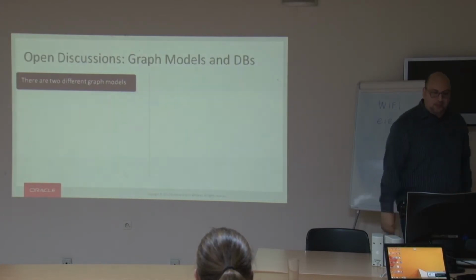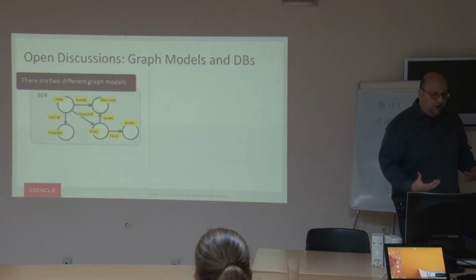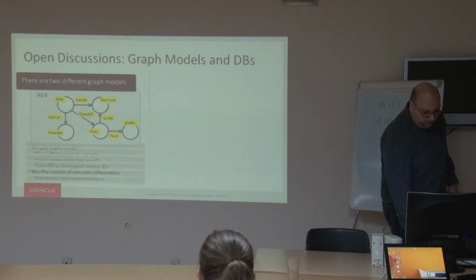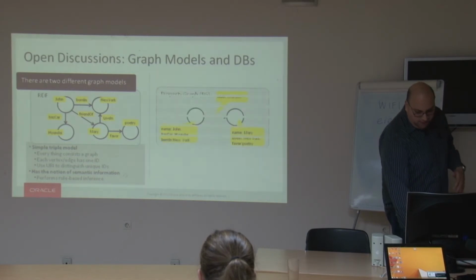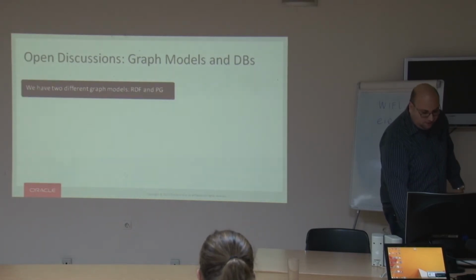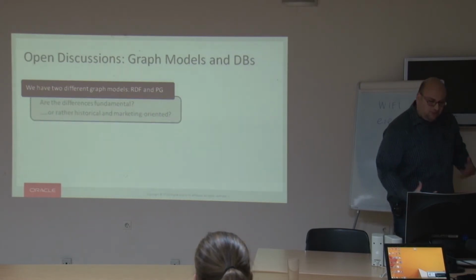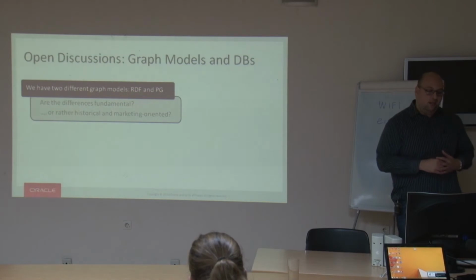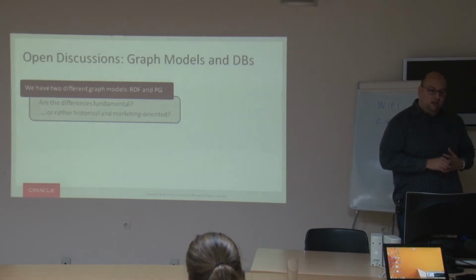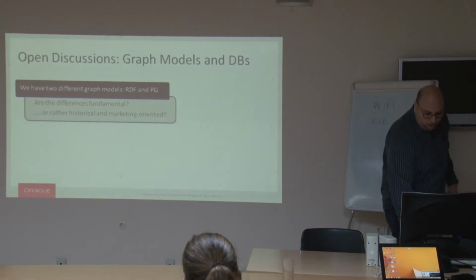So I had some open discussion items for the group, but I think I already brought these up. So there are two different graph models. You guys are well aware of this: RDF versus property graphs. Right, and there's not a standard on property graphs, but Blueprints can be considered as a standard. So, do we actually need those things? Are the differences fundamental? I think this is what some of the OLAP is trying to tackle, or they're rather historical and marketing oriented.